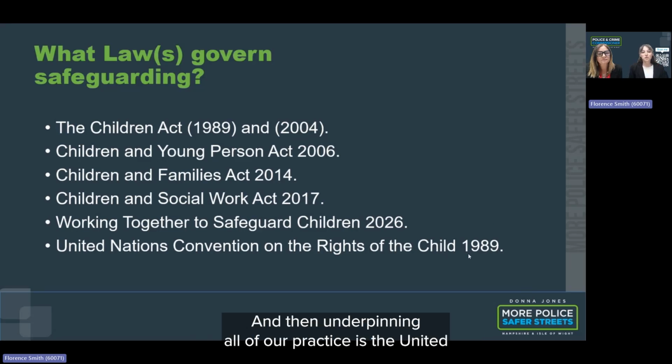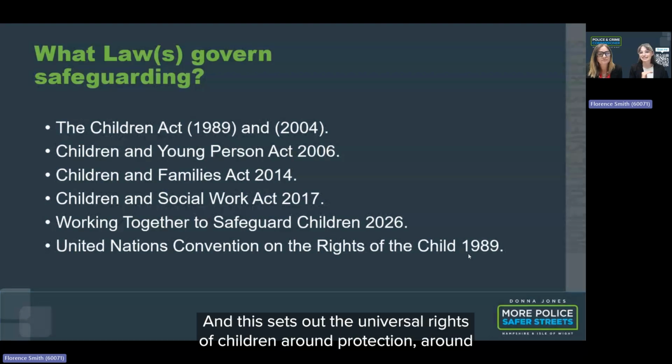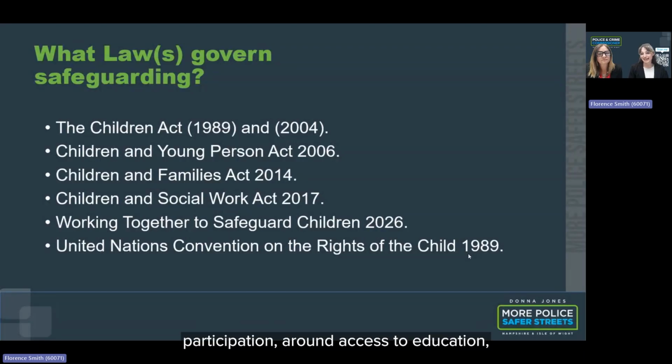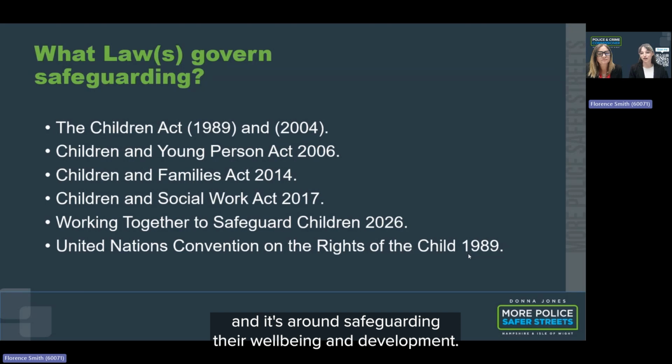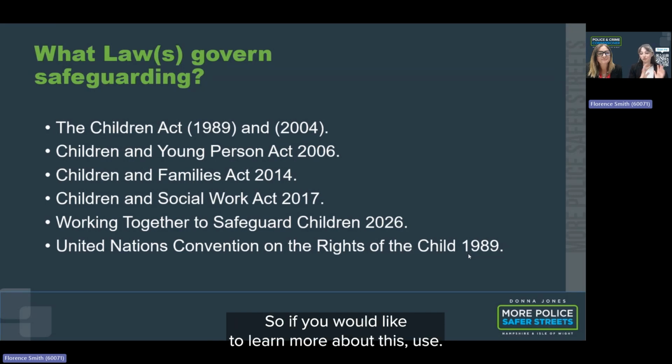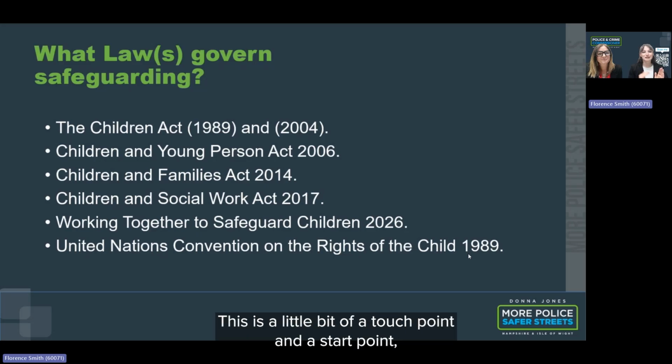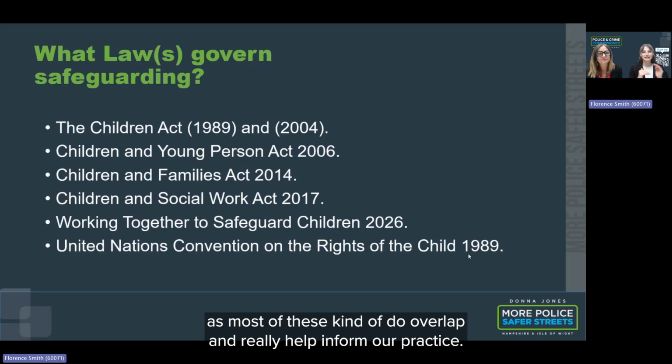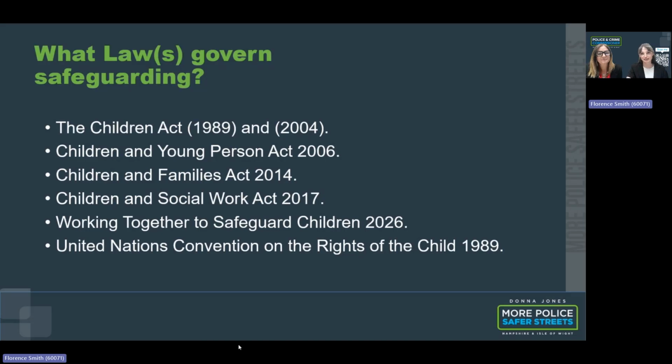And then underpinning all of our practice is the United Nations Convention on the Rights of the Child from 1989. And this sets out the universal rights of children around protection, around participation, around access to education, and it's around safeguarding their well-being and development. So if you would like to learn more about this, use this as a touch point and a start point, as most of these do overlap and really help inform our practice.